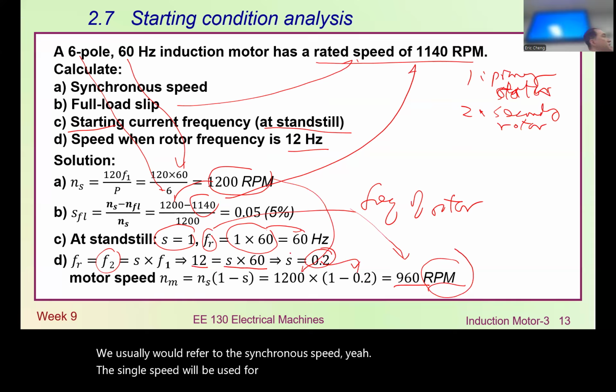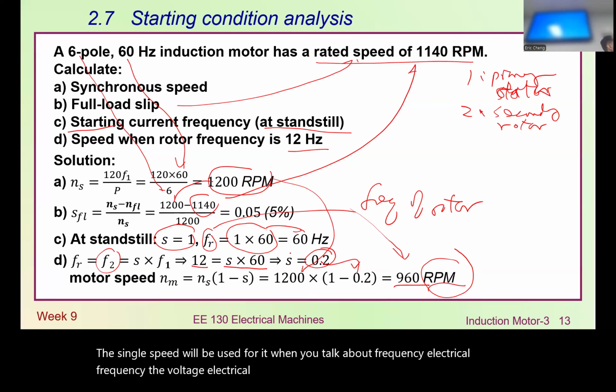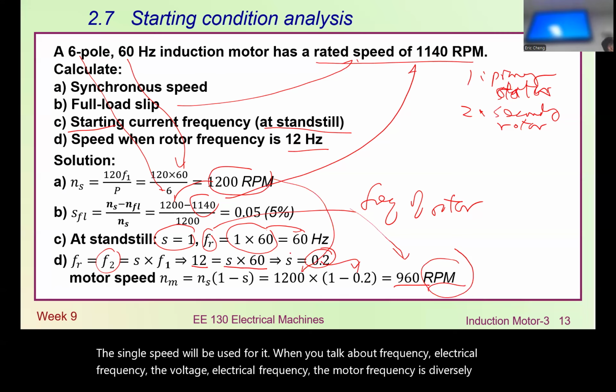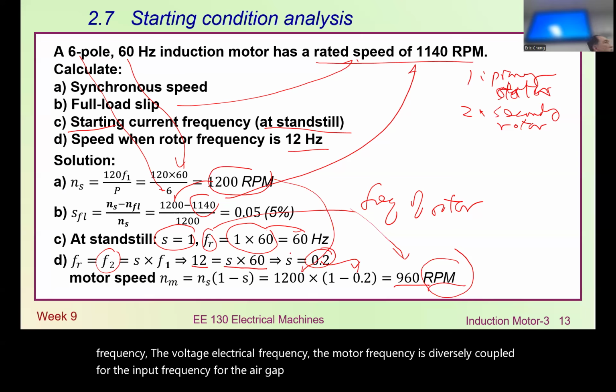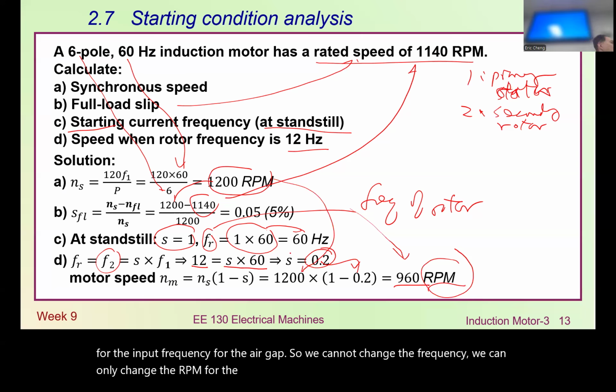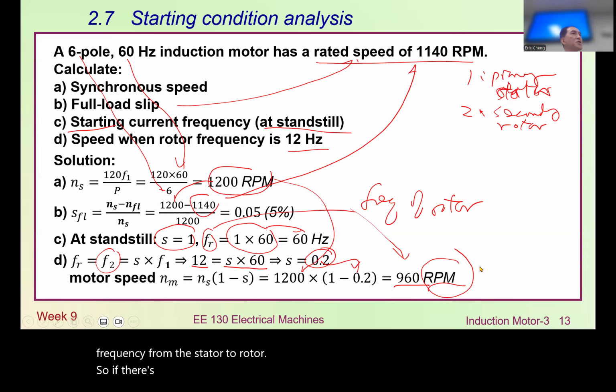When you talk about the electrical frequency, the motor frequency is directly coupled to the input frequency for the air gap. So we cannot change the frequency. We can only change the RPM through the mechanical pole pair, but we cannot change the electrical frequency from the stator to the rotor. So that's one of the key things you need to separate.